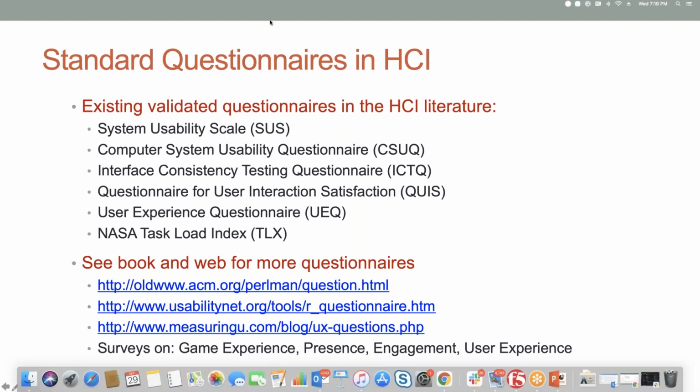So there's a wide range of standard questionnaires that you can add that have been validated in the human-computer interface field. Things like the System Usability Scale, which is used to evaluate the usability of the system, or the NASA TLX scale, which is used to evaluate the workload. So if you're designing an experiment, then I highly recommend you look at what standardized measures or questionnaires you can use that have all been validated, and that adds a lot more validity to your experiment.